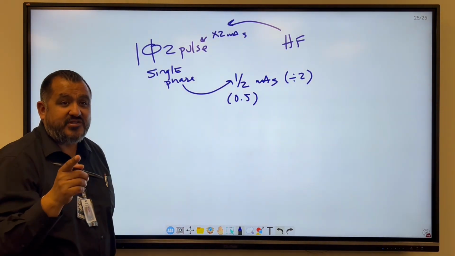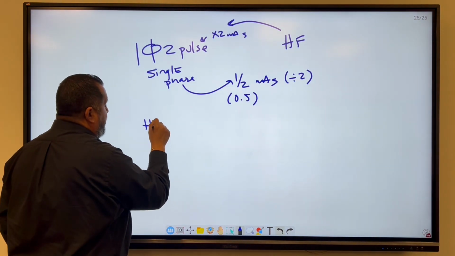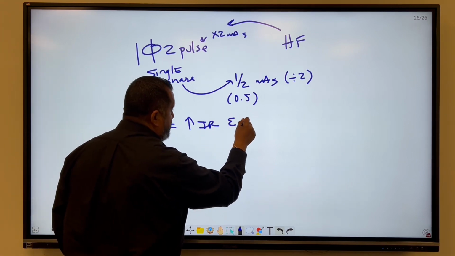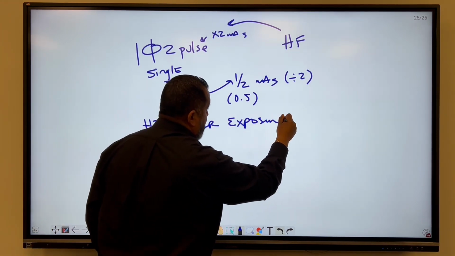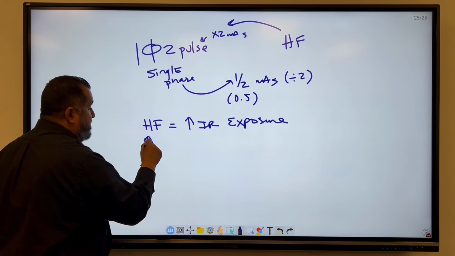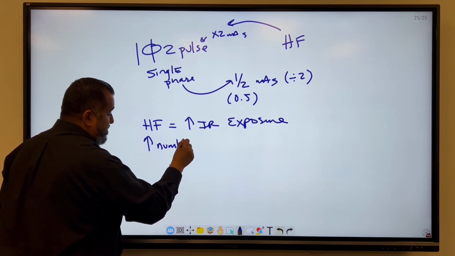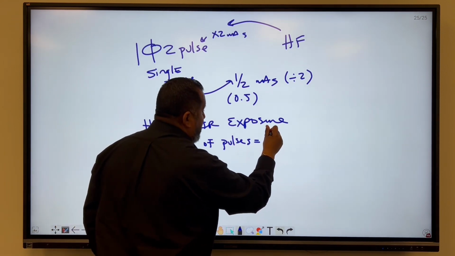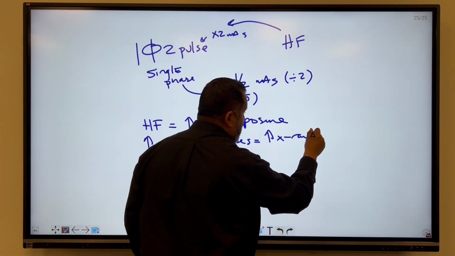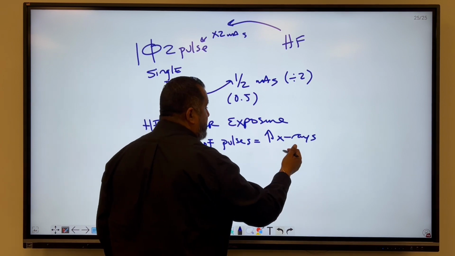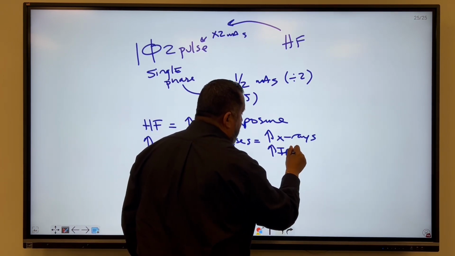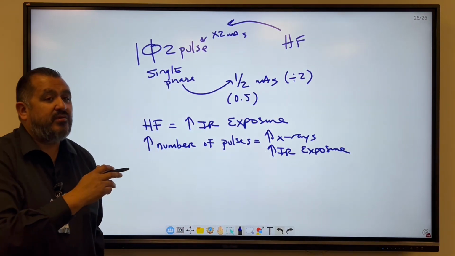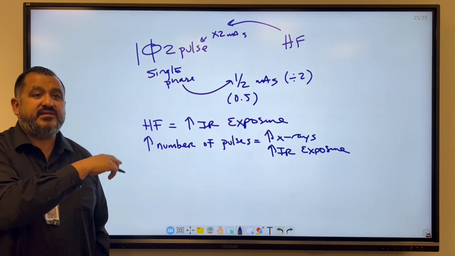So this is what I want you to know. When you use a high frequency x-ray generator, it's going to increase your IR exposure. Because when you increase the number of pulses, you're going to have more x-ray quantity. When you increase the x-ray quantity, you're going to get more IR exposure. Okay? So you don't have control of this. This is the design of the system.